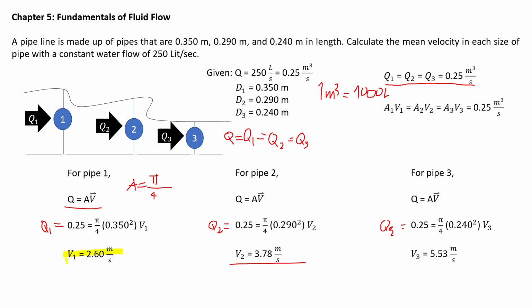So these will be all the velocities that we are looking for in each pipe. So no matter how different the diameter is, the flow or Q or the volume flow rate is equal all throughout the section. It is just the area and the velocity that are changing according to the continuity principle.